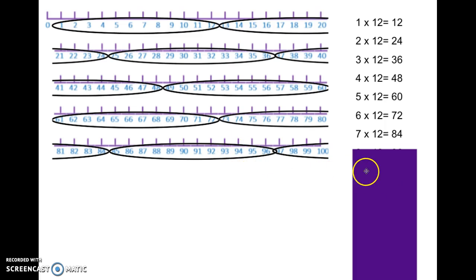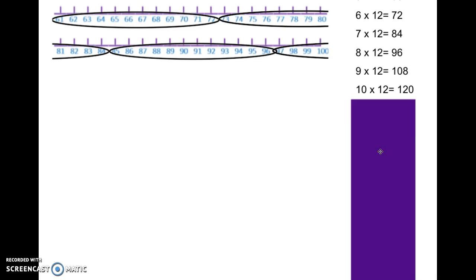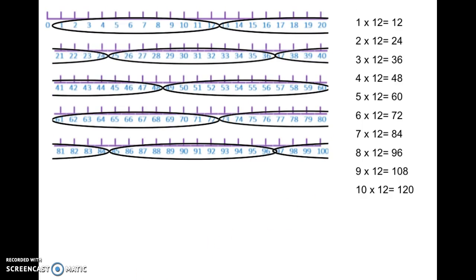8 sets of 12 is 8 times 12, which is 96. 9 sets of 12 is 9 times 12, which is 108. And lastly, 10 sets of 12 is 10 times 12, which is 120. Okay, so go ahead and take a look at our products here and see if you can find any patterns in our 12s.